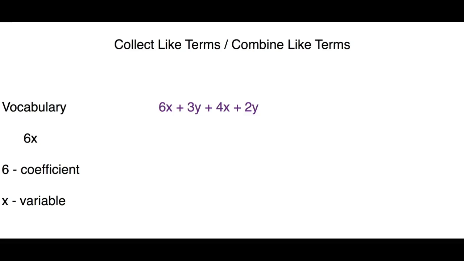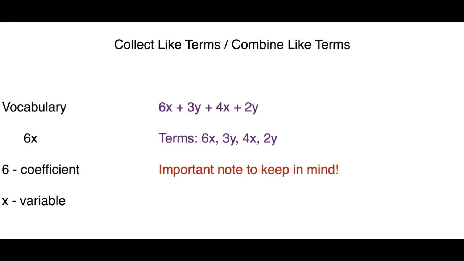When collecting like terms, here is an example of a problem that you may see. It reads 6x plus 3y plus 4x plus 2y. One question you may still have, however, is what is a term? In this case, the terms in the problem above are 6x, 3y, 4x, and 2y.